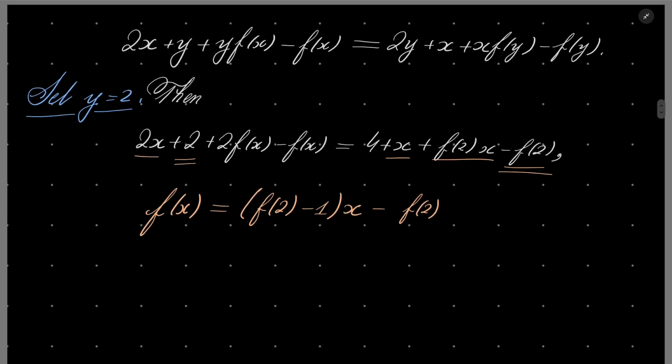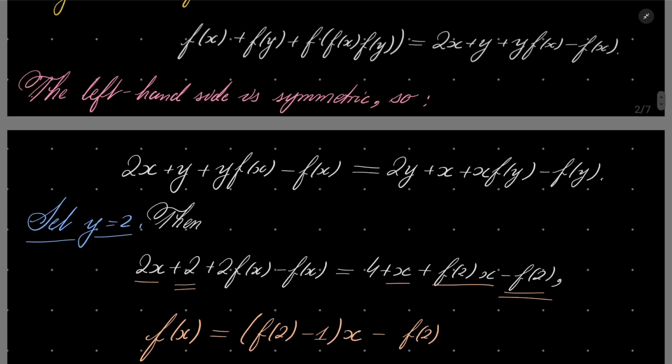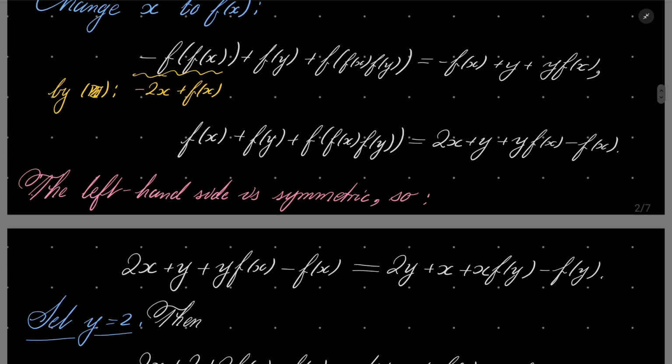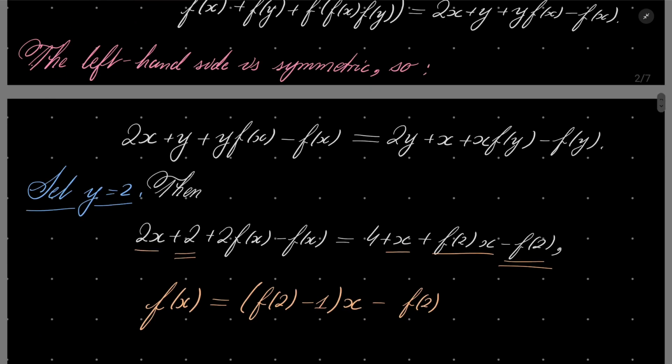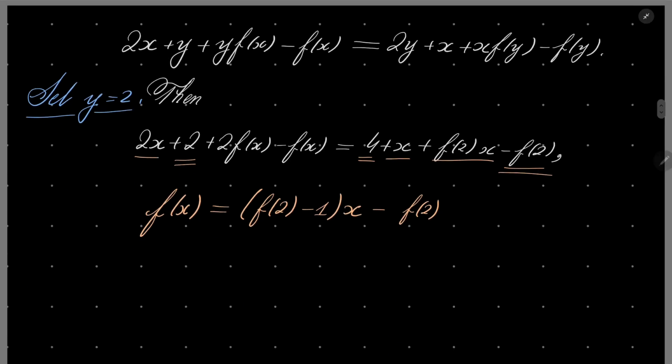Sorry, I probably have made a small mistake. Let me verify it. No, I haven't. Sorry, because here I have plus 4. So we have plus 2 minus f of 2. Now it's all well and good.